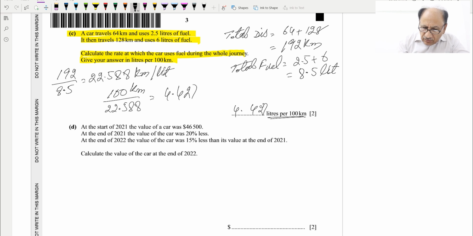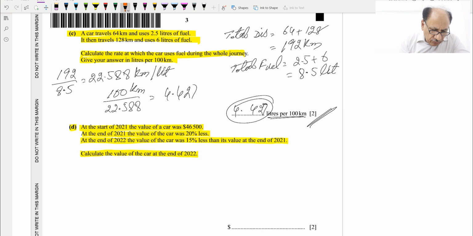4.427, and this is the answer for 2 marks. Hopefully you understand this. D part: at the start of 2021, the value of the car was 46500. At the end of 2021, the value of the car was 20% lesser. At the end of 2022, the value of the car was 15% less than its value at the end of 2021. Calculate the value of the car at the end of 2022.